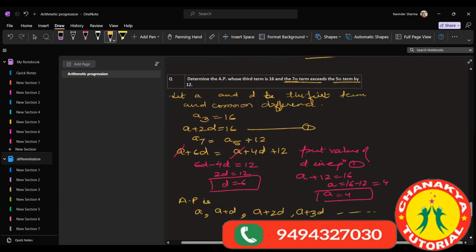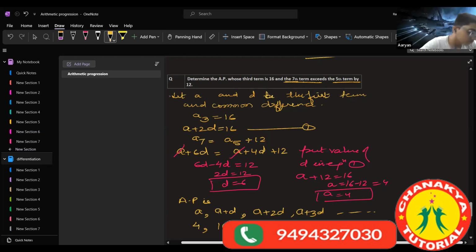So A is your 4. Then the second term will be 4 plus 6, 10. Then 10 plus 6, 16. Then the next is 22. Right, beta? Then 28, and so on. This is your AP. Got it, children? Aryan, Dharya, Moksha, and Meher? Yes, ma'am. Okay. Please solve it.